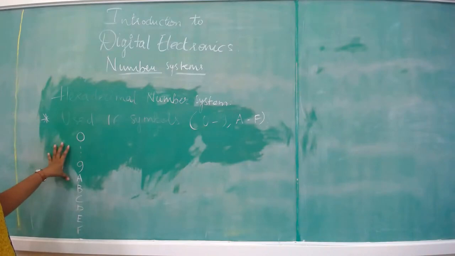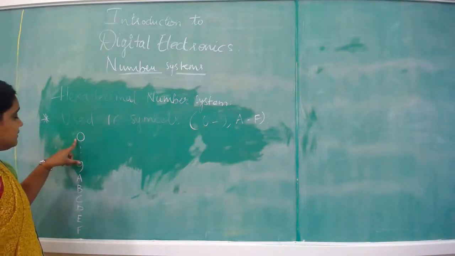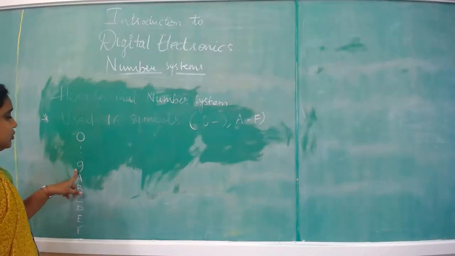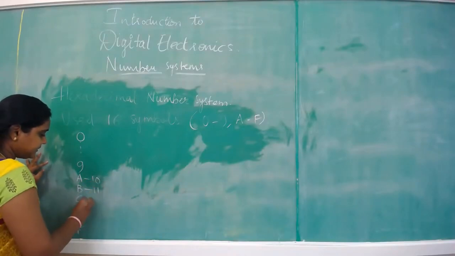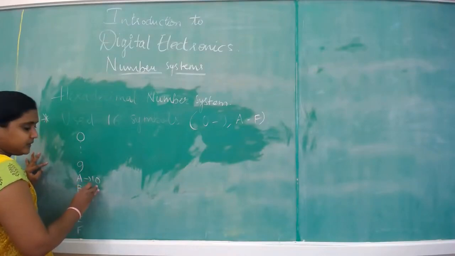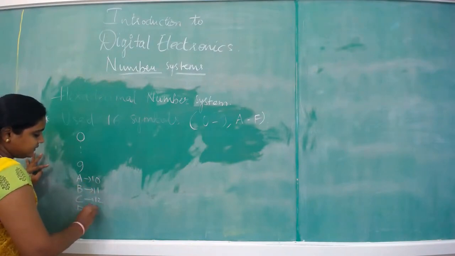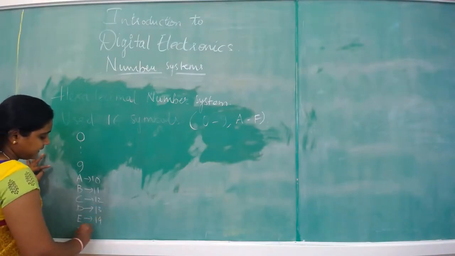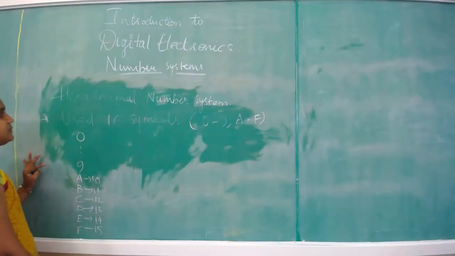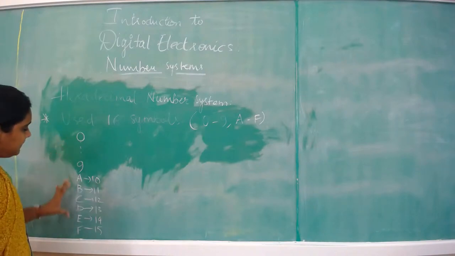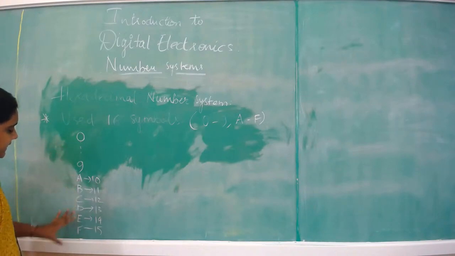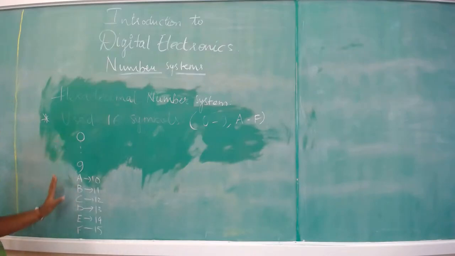Right? So what happens here? 0 to 9, it is the same. A means 10. B means 11. Decimal value 10, decimal value 11, decimal value 12, 13, 14, and 15. So this particular number system, the hexadecimal number system, is using what? Total 16 symbols, starting from 0 to 9 makes 10. Remaining 6 are made from A, B, C, D, E, F. Right? So these are the 16 symbols.